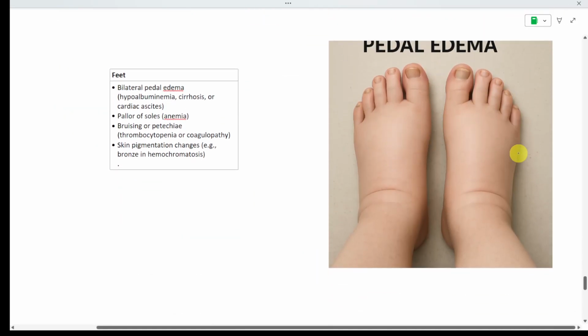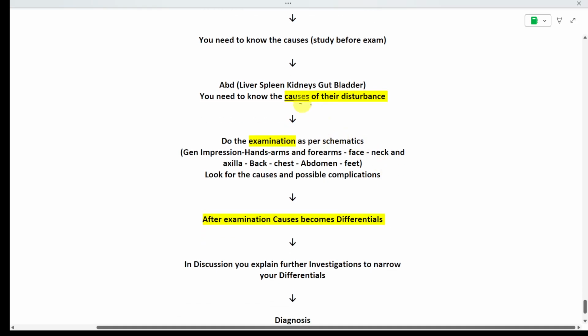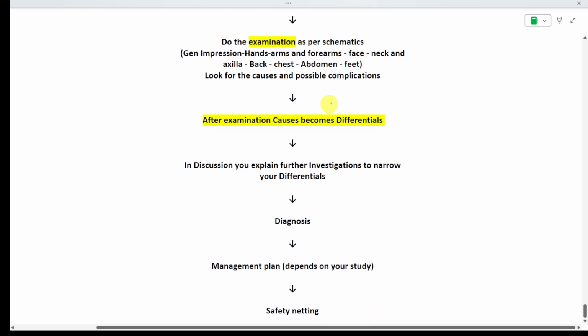Again, in the feet, look for pedal edema, because these patients tend to have low albumin due to cirrhosis, or even due to cardiac causes the patient can have pedal edema. Then also look for pallor, bruises, or any pigmentation changes. So again, once all of them is done, whatever causes we talked about at the start, now you have narrowed it down.